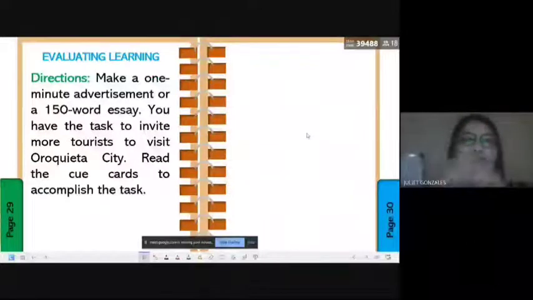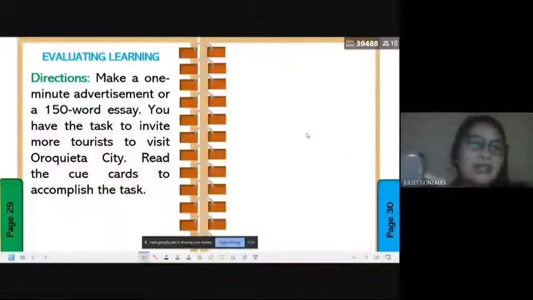Directions: Make a 1-minute advertisement or a 150-word essay. You have the task to invite more tourists to visit Oroquieta City. Read the cue cards to accomplish the task. So there are two choices which we're going to choose: either make a 1-minute advertisement or a 150-word essay. You have the task to invite tourists from other places to visit our very own Oroquieta City. I will be providing you cue cards to accomplish the task.